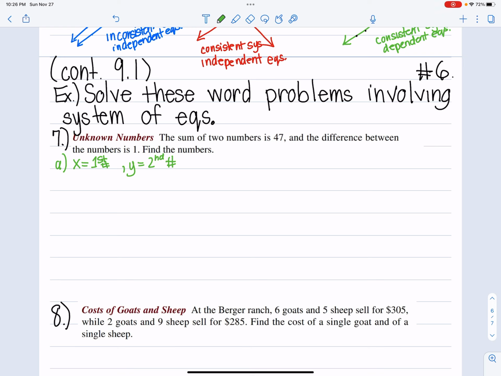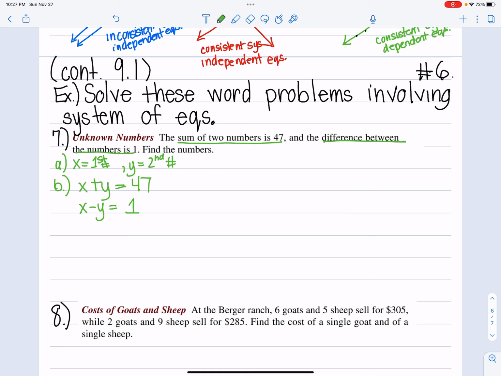Okay, next thing. Now I want to create the equations that are given to me by this. I'm going to turn these sentences into equations. The first one, the sum of the two. Well, you all know sum means plus, right? So if I add these two numbers, it should give me 47. Here's my first equation: X plus Y equals 47. Got my sum. The second equation is the difference between the two numbers is 1. Well, you all should know difference means that I subtract, right? When I subtract the two, I'll get 1. So I get X minus Y equals 1, right?